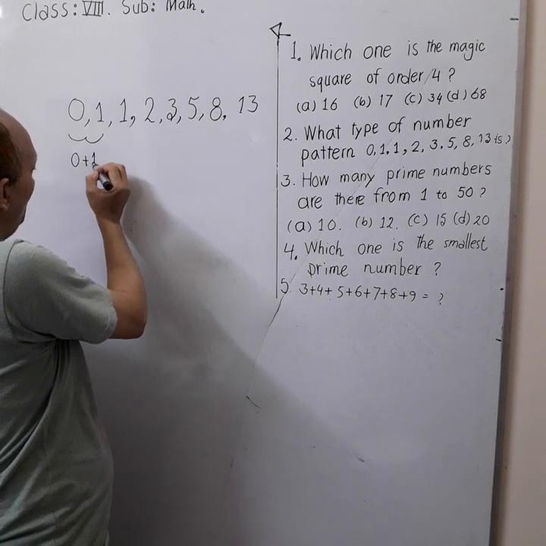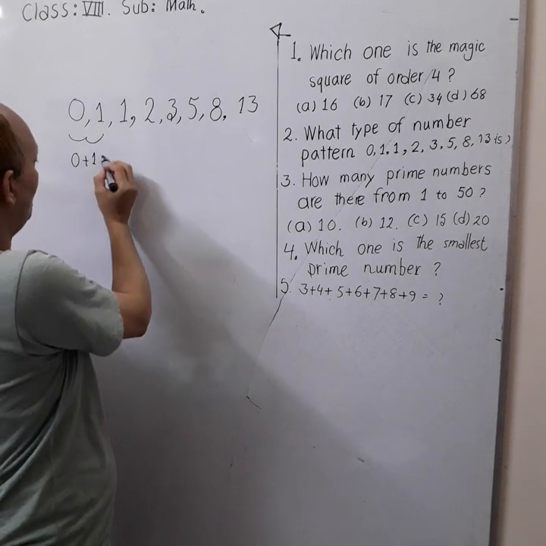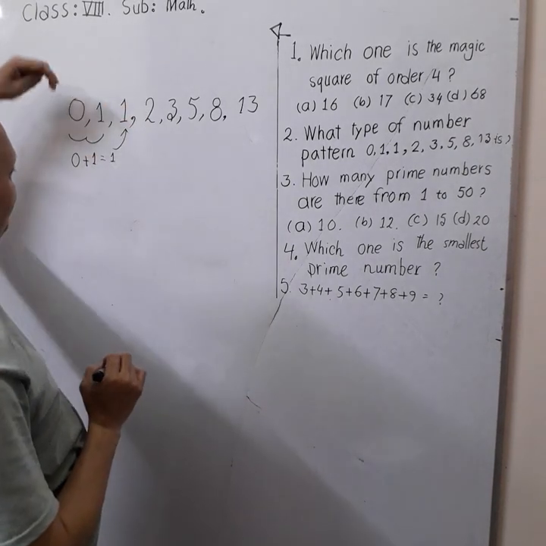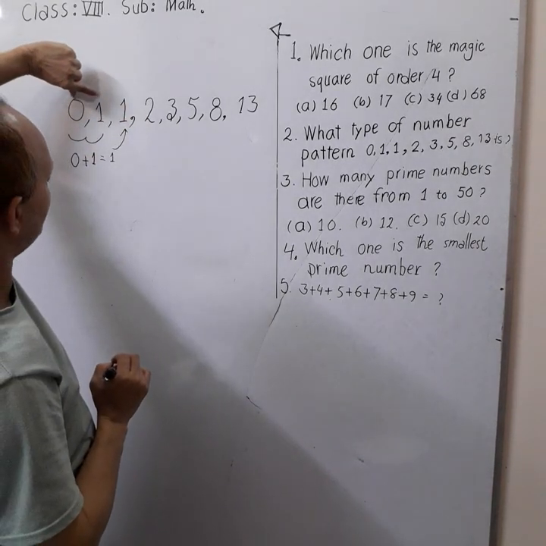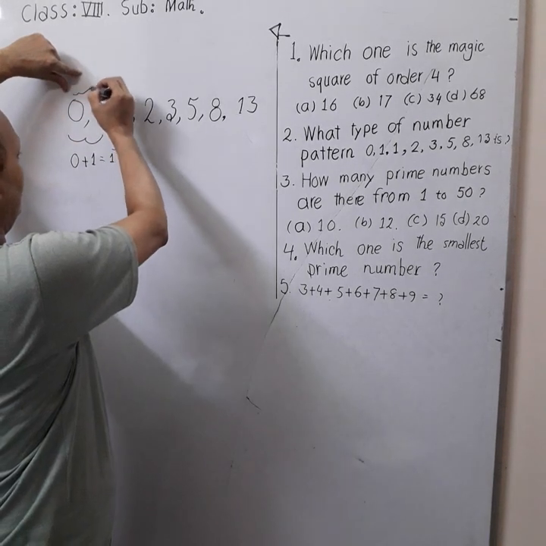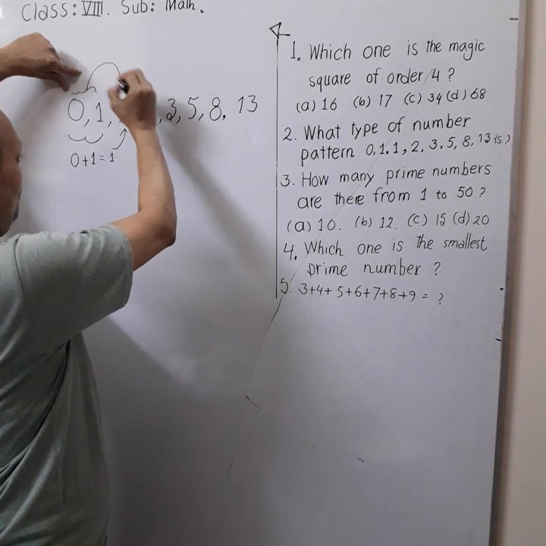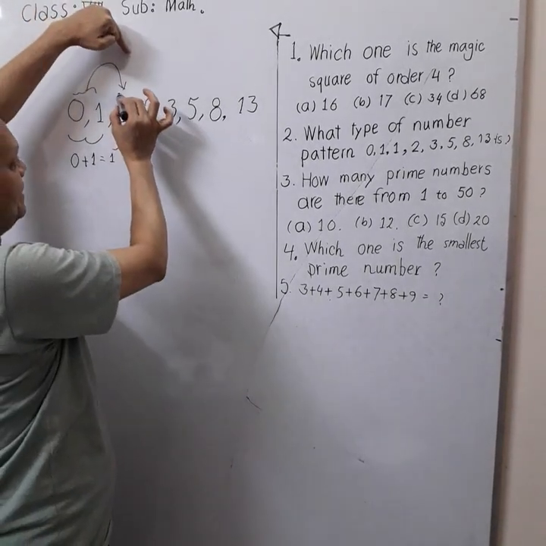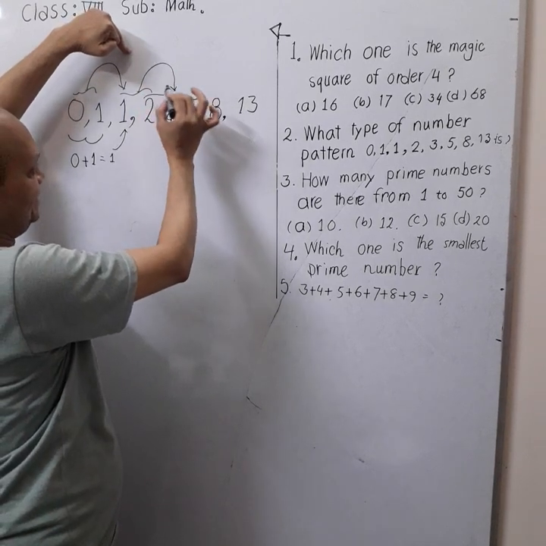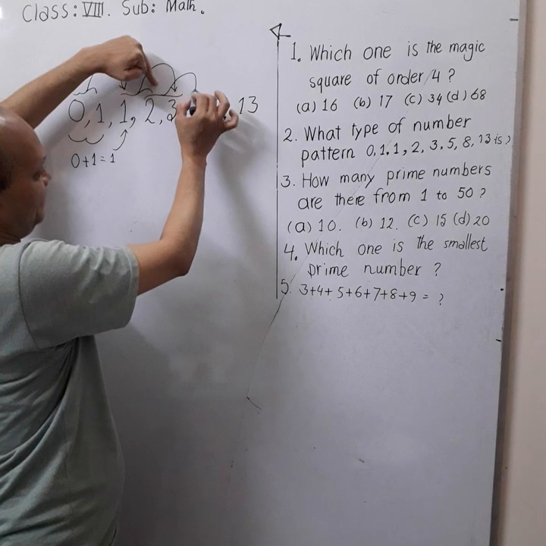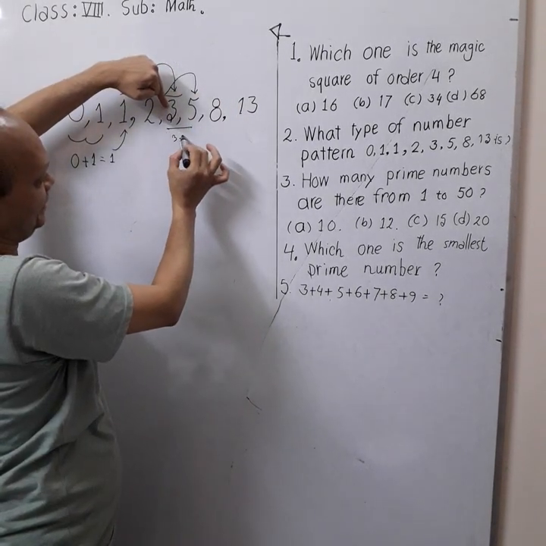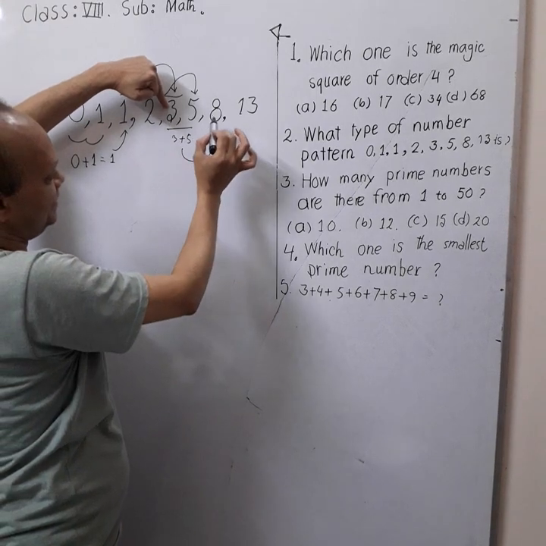0 plus 1 equals 1. The sum of 0 plus 1 equals 1. Again you see, the sum of 1 and 2 equals 3. Again you see, the sum of 2 plus 3 equals 5. Again you see, the sum of 3 plus 5 equals 8.